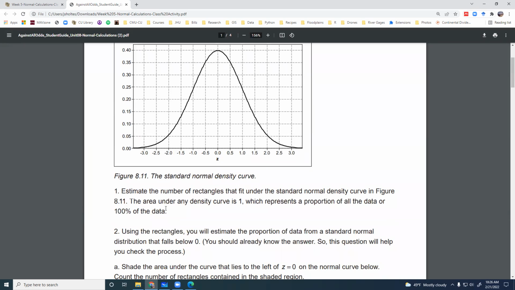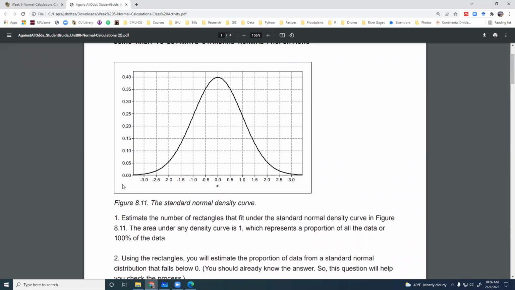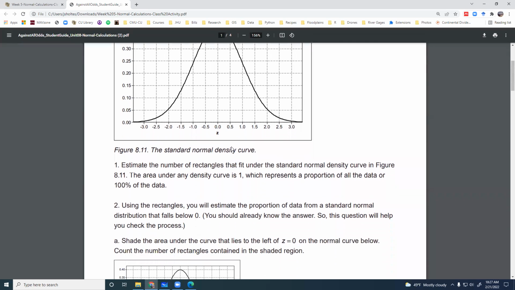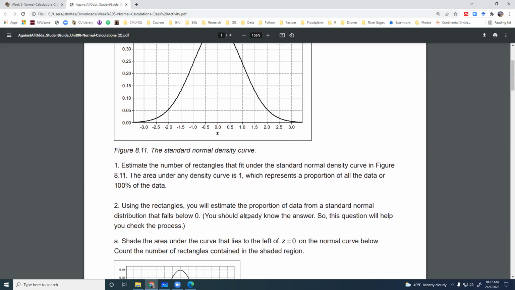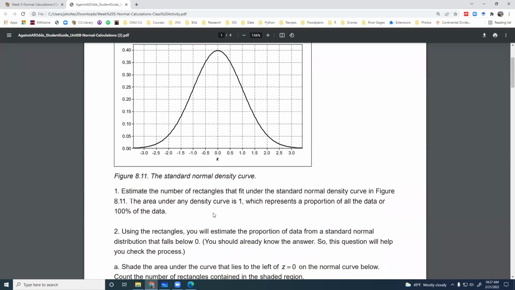Okay. But it says the standard normal density curve, so we know we have probability density here. So what do you think if we were to count the area of these squares? What would the area be? 1. Okay. So first thing we're going to do is estimate the number of rectangles that fit under this curve. The area of any density curve is 1, and so that will represent the proportion, 100% of the data, right?